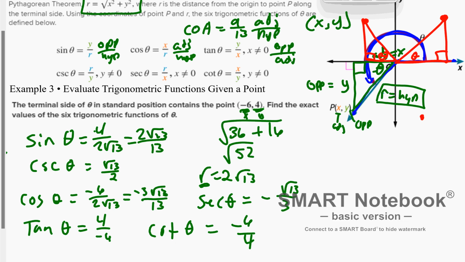If I have a point somewhere down here, then here's my radius, my hypotenuse, and I can draw a right triangle. My y is my opposite, r is the hypotenuse, and x is the adjacent side. So it's the same thing as before in example 2.